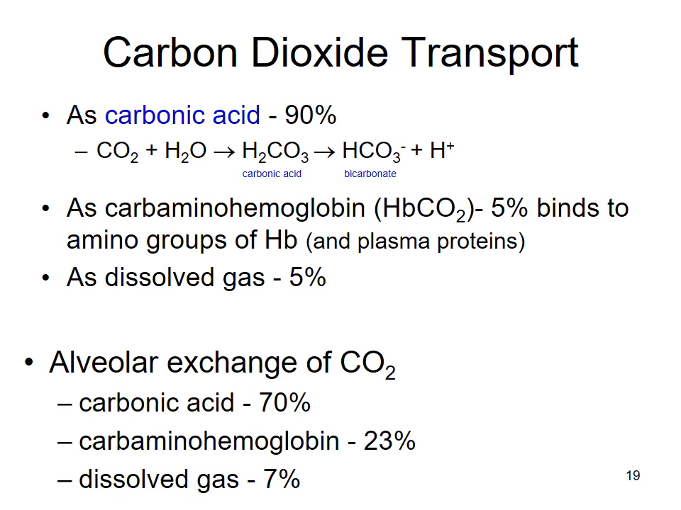Now, you might notice on the PowerPoint that on top it says carbonic acid 90%, the carbaminohemoglobin 5%, dissolved gas 5%. And then at the bottom it repeats it again, the 3 options, but it changes the percentages. And that's only because it turns out that the ratios will change when we're doing our carbon dioxide exchange at the alveoli. Please don't worry about memorizing these percentages. I just want you to know that the most common way of transport for carbon dioxide is going to be through carbonic acid.